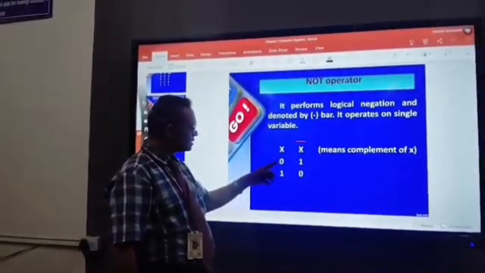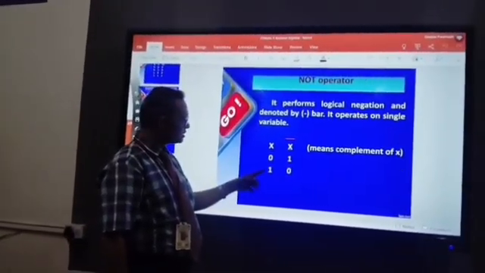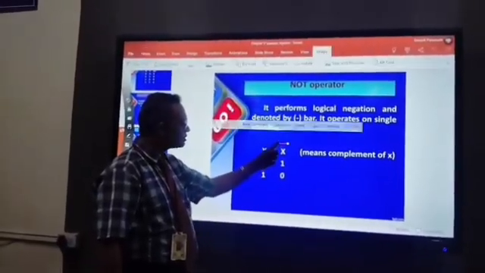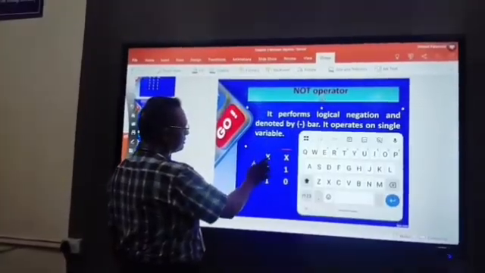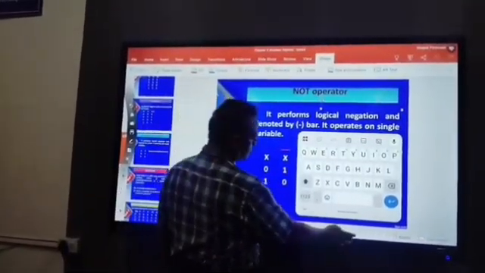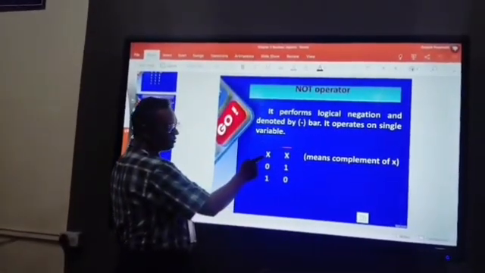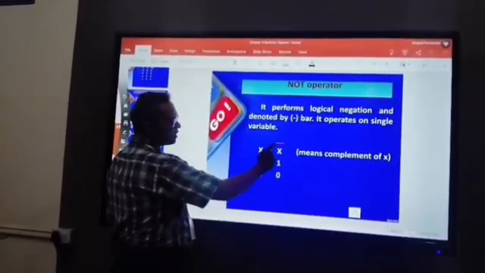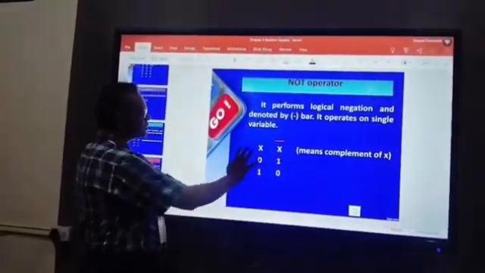So if X is 0, then the expected output is 1. If X is 1, the expected output should be 0. Look at the symbol here. This is to indicate the complement. Suppose you have used Y, then automatically here it becomes Y bar. You can say it is bar also, or you can mention it as a complement. So this way it will work out.